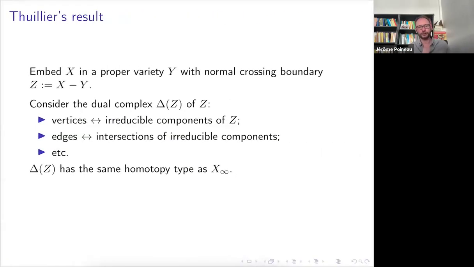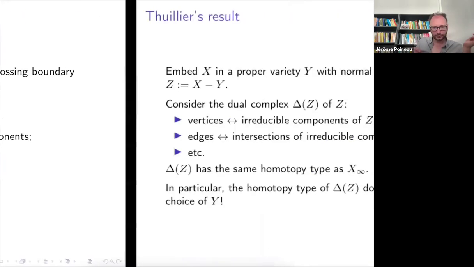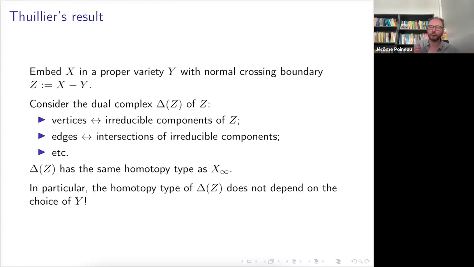And Thuillier's result tells you that this dual complex has the same homotopy type as this boundary X infinity that we defined before. And in particular, the homotopy type of this dual complex does not depend on the compactification you started with, which is certainly not obvious a priori.